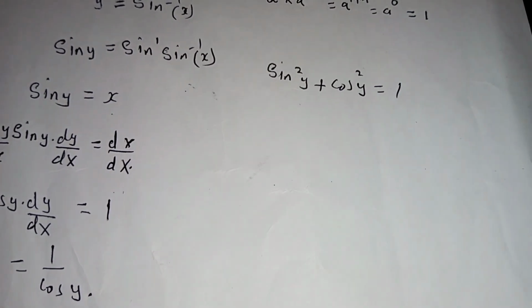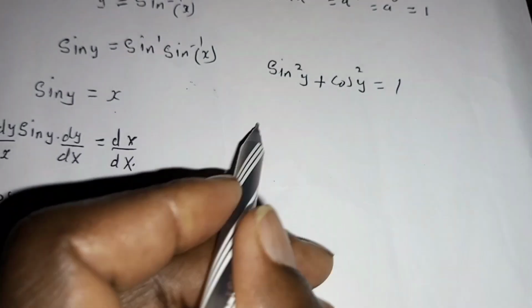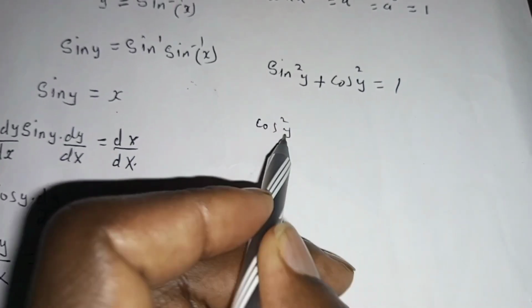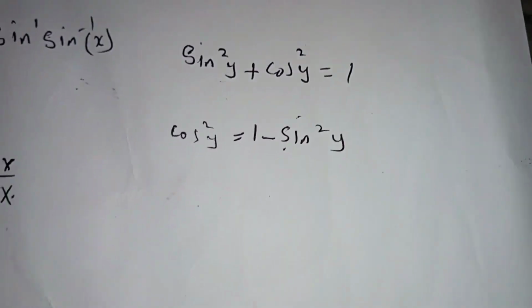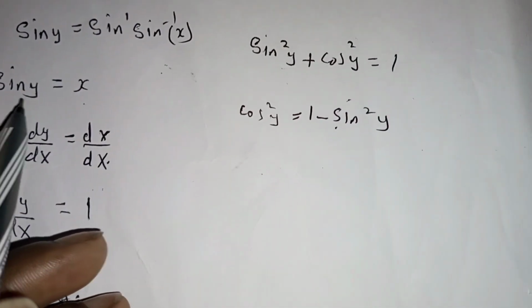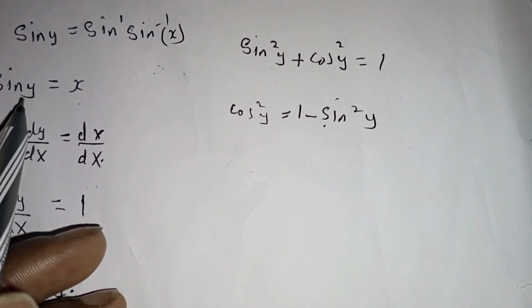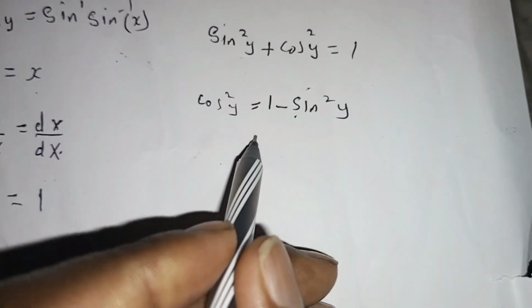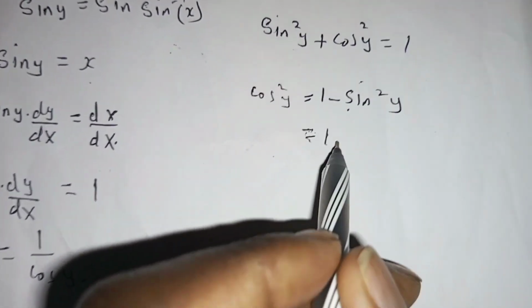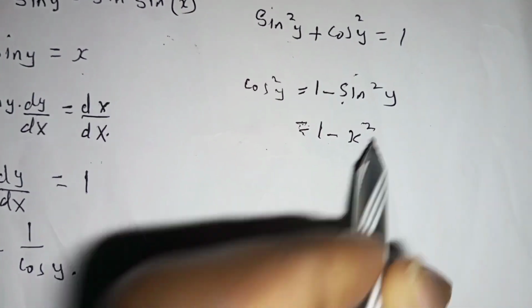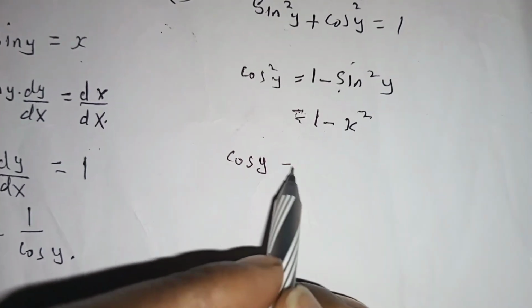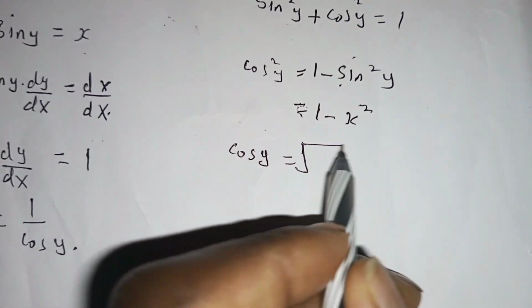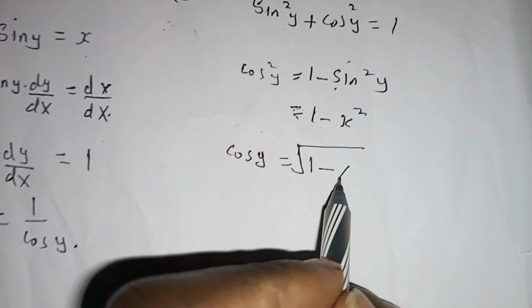Sine squared of y plus cos squared of y is equal to 1. So cos squared of y, subtracting sine squared y from both sides, to obtain this. Then we check here that sine y is equal to x. So this can be written as 1 minus x squared. We can take the square root of both sides so that we shall have cos of y is equal to the square root of 1 minus x squared.